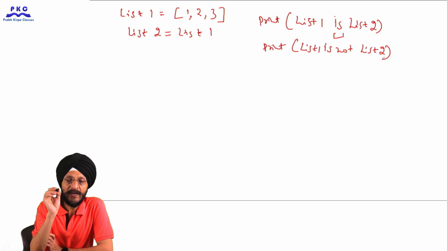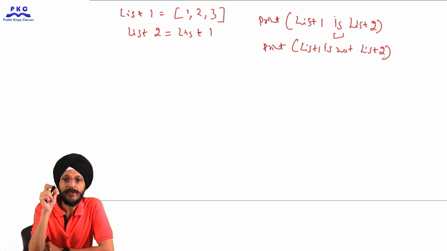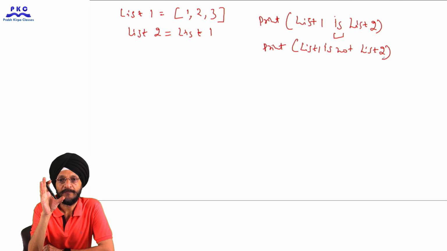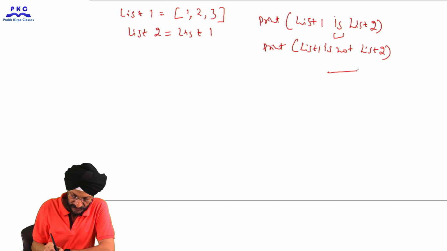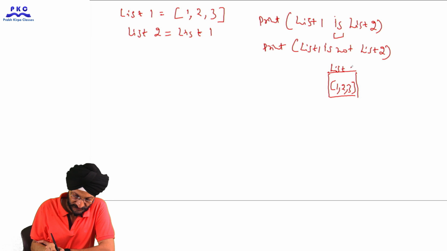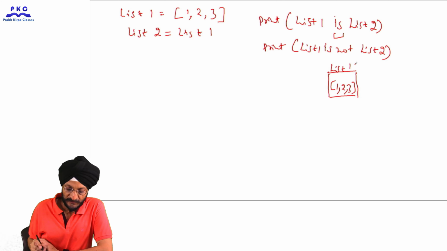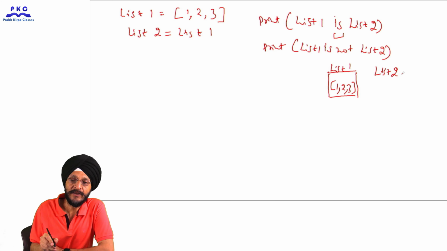So you will find that while creating list 2, we have not created a separate list. List 2 is just referring to the list which has already been created. That is, this is the information or the object which was created, and the reference was list 1. When we wrote list 2, list 2 is referring to the same object in memory.